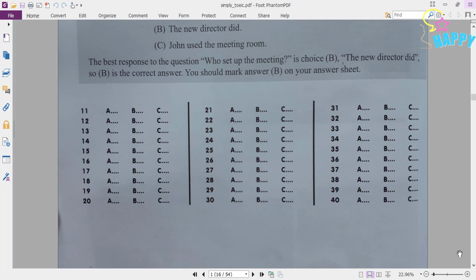Number 14. Where will the meeting be held? A. No, not today. B. The usual place. C. It was in the office.